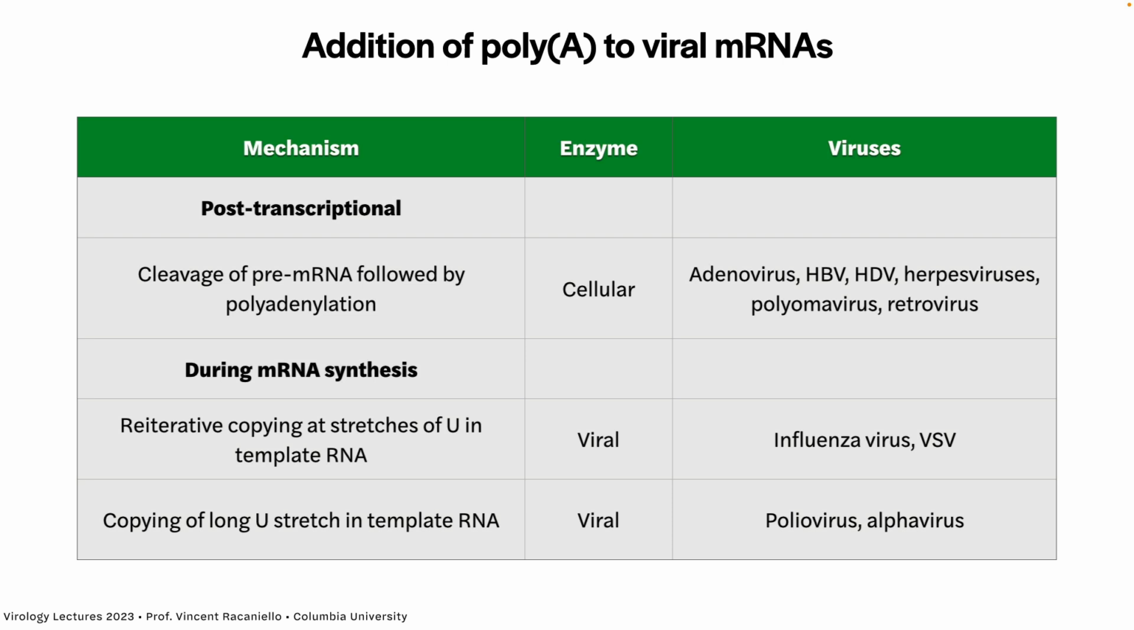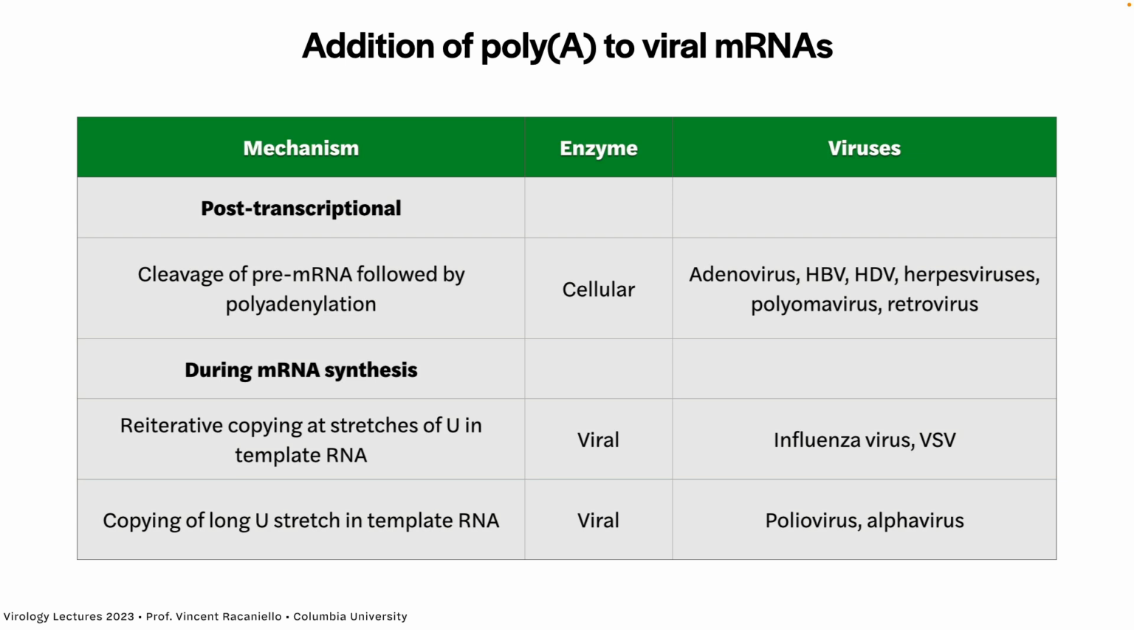And yesterday or Monday, we talked about polyadenylation occurring during mRNA synthesis, right? So for influenza virus and VSV, remember the polymerase encounters a stretch of U's and begins to stutter and pump out A's because the polymerase can't move anymore. And eventually it makes a poly-A stretch. So we'll call that reiterative copying of the U in the template.